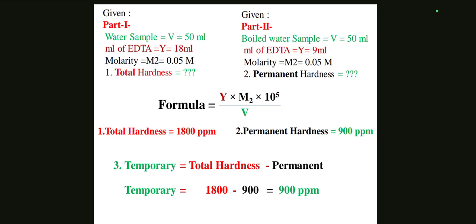Now same formula you have to use for part 2. Now what will be the change? Only one change will be there, that is the value of y, that is what? Burette reading, and that burette reading is ml of EDTA, y is 9 ml. Only one change, y will become 9 ml. If you take 9 ml, then you will get permanent hardness 900. So temporary, total minus permanent, 1800 minus 900 will give you 900 is the value of temporary hardness.